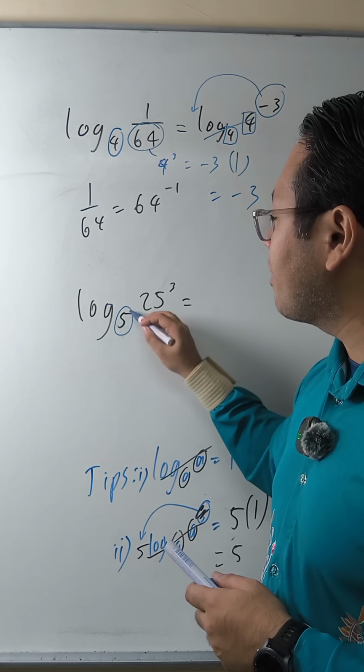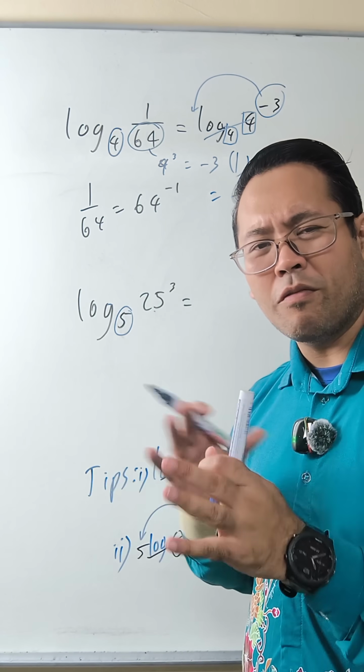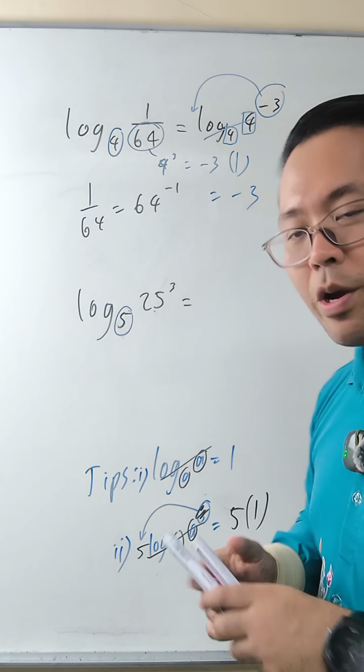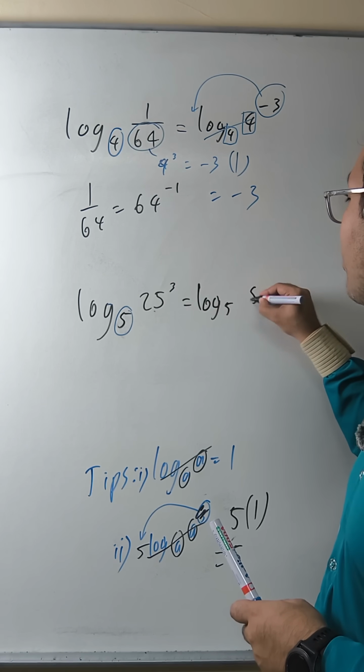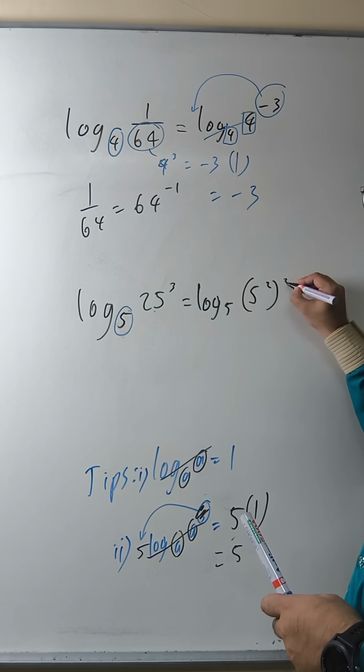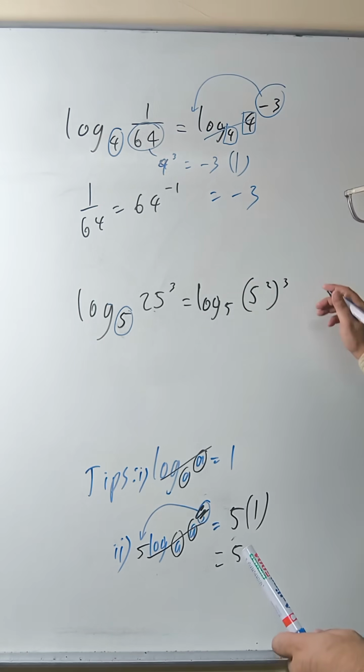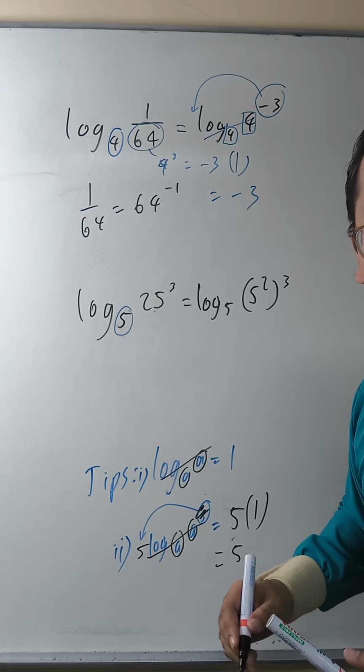As you can see, here is 5. Now, can I make 25 into 5 to the power of something? Yes, this is 5 squared, if you guessed that right. So log base 5, which is 25, is 5 squared. And remember here, what happens if power meets power? Let me make it a little bit bigger. Is it plus, 2 and 3? No, it's not.